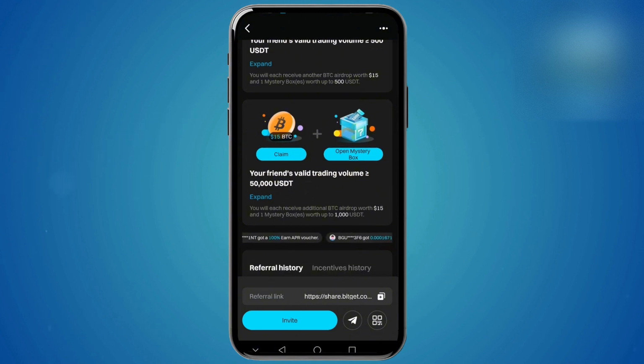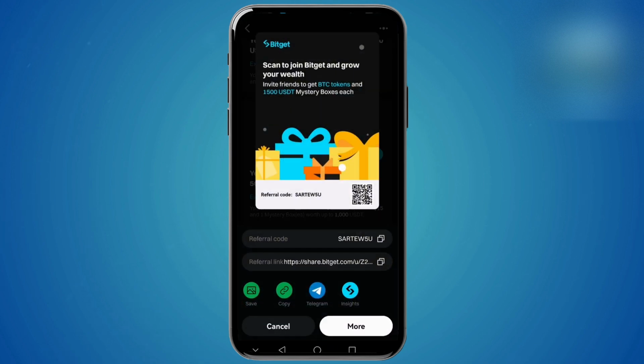And the way that you get your referral code is by just clicking invite right here. And here is your referral code, and right below it is your referral link. So that's how you can get your referral code on Bitget.